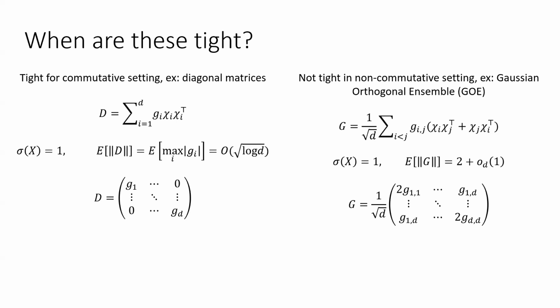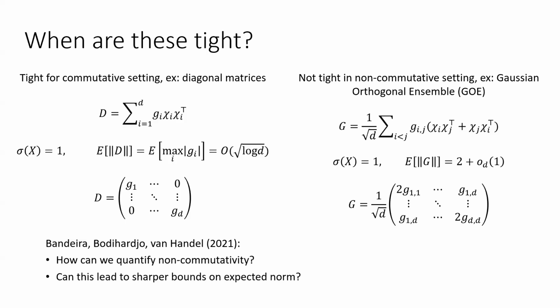So when are these tight? In the tight case, you can write the matrix as a linear combination of chi_i chi_i transpose, where the chi_i are standard basis vectors, and these matrices are all commuting with each other. Whenever you have this commutative behavior, the classical inequalities are tight. But in the other case, we can write it as the sum over i,j of g_ij times (chi_i chi_j transpose plus chi_j chi_i transpose). In this case, the coefficient matrices are not commutative. And in the non-commutative setting, it seems you can get much better bounds on the expected norm than in the commutative setting.